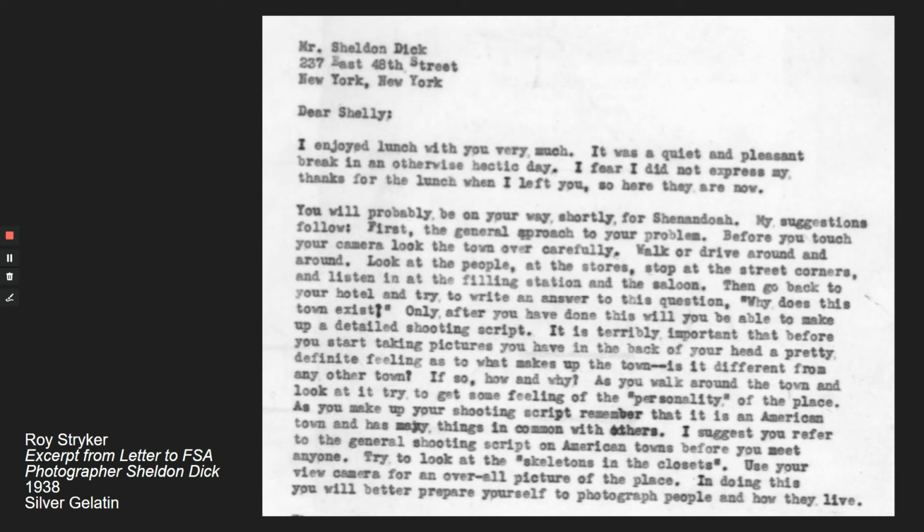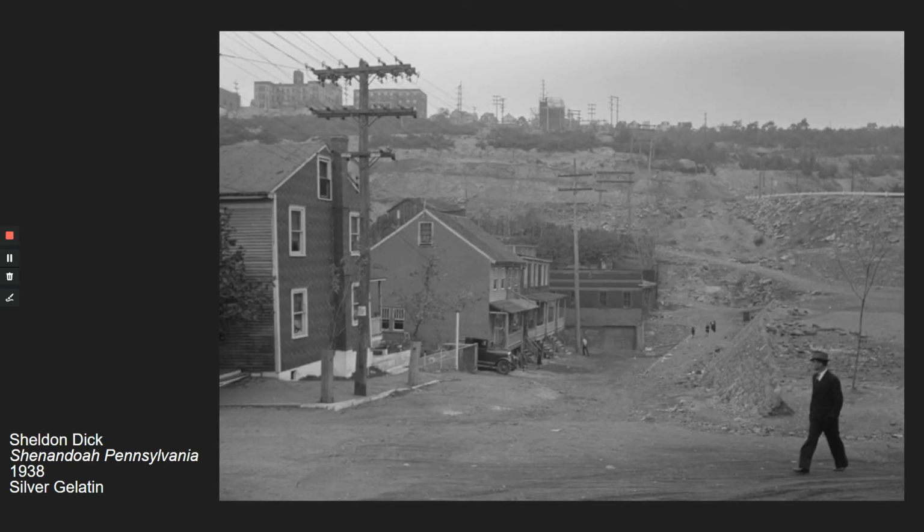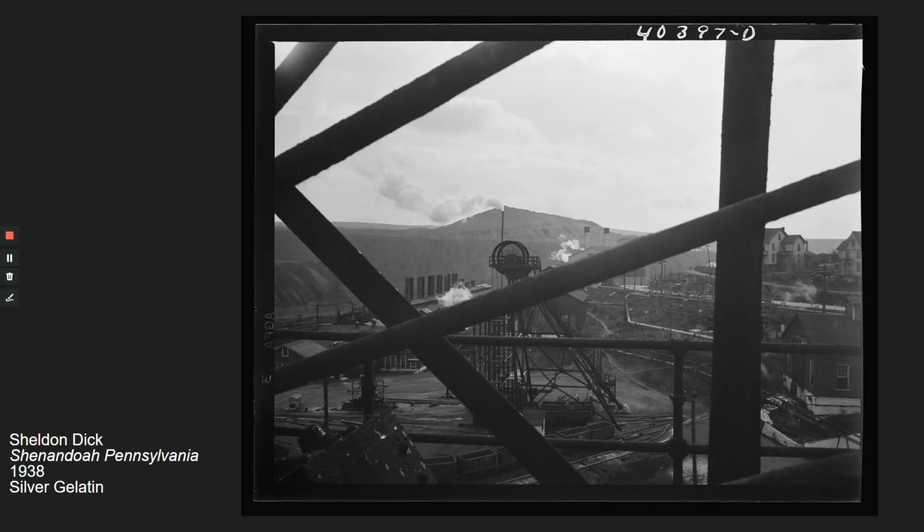And here's some quotes from this excerpt here. Refer to the general shooting script of American towns. Quote, everywhere I looked was man-made desolation, waste piles, bare hills, dirty streets. And then here is some direct advice. It is terribly important that you show the town against the background of waste piles and coal tipples. In short, it's a coal town, and your photographs should tell as much. And so I went through the trouble of searching for Sheldon Dick's photographs of Shenandoah, Pennsylvania. And looking at his photographs, he followed suit. He took Stryker's advice. And in his photographs, the town looks like a wasteland.